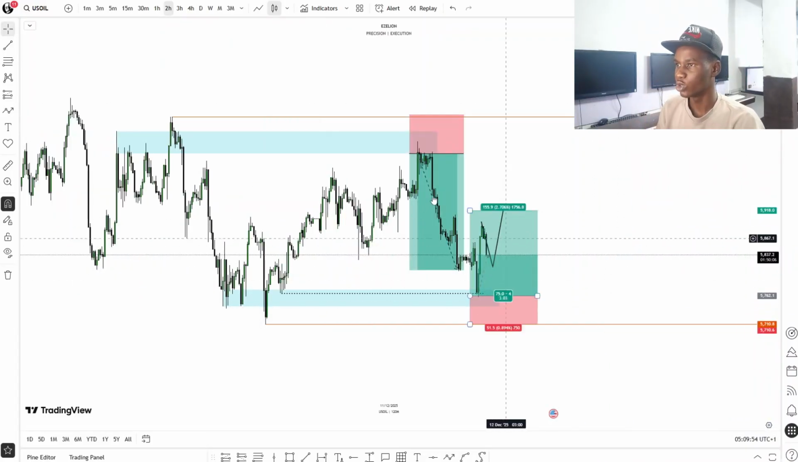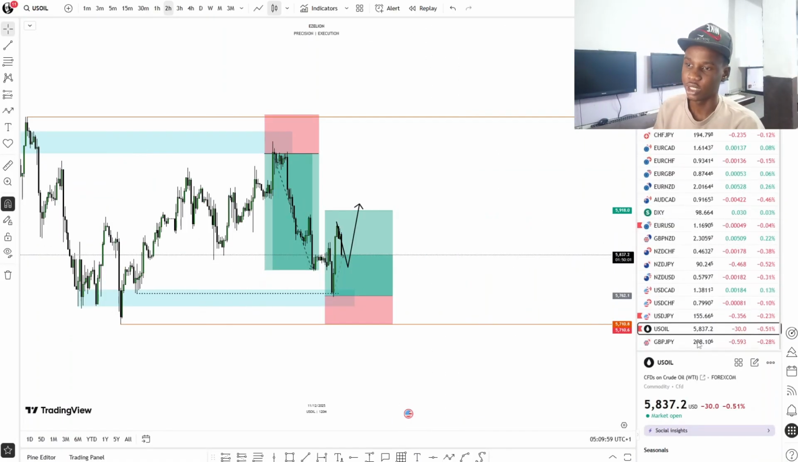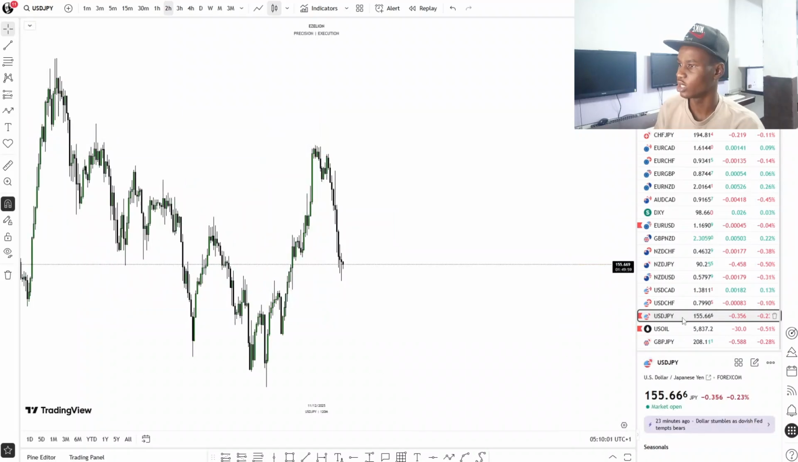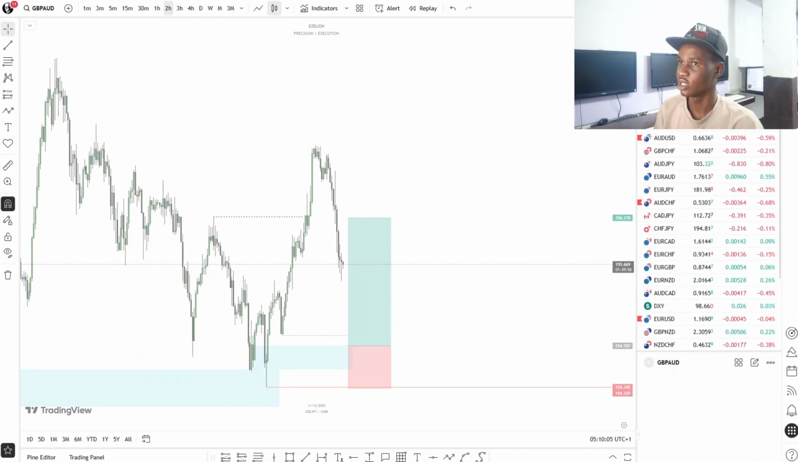So we took the first setup, first win, second win, third win is USDJPY. Is that USD? Okay, no. Third win is GBPAUD. We have already set break even. We are risk free on GBPAUD. So that's a beautiful trade.